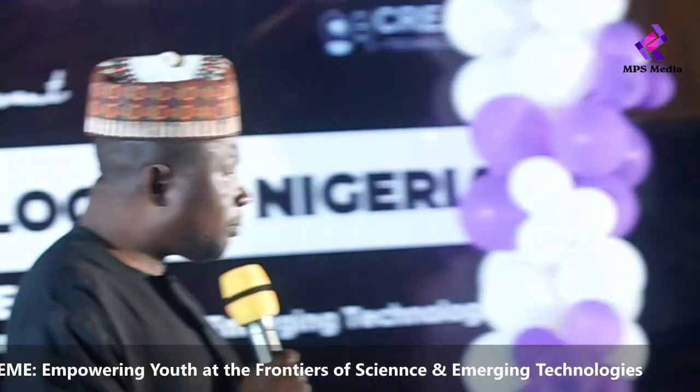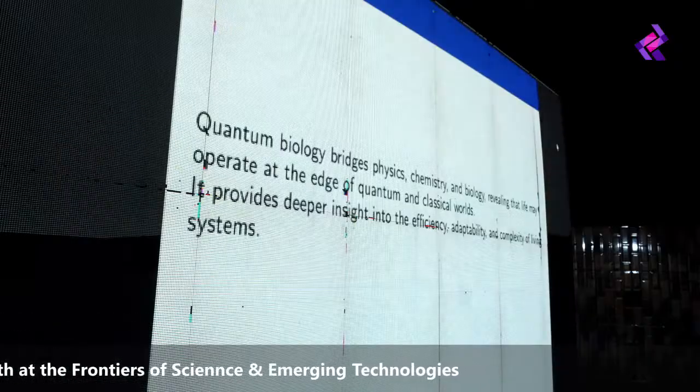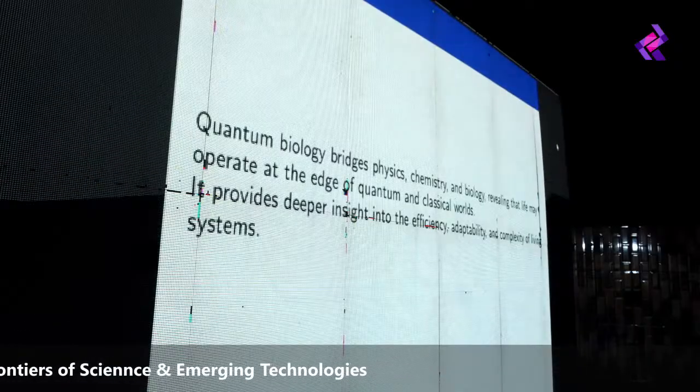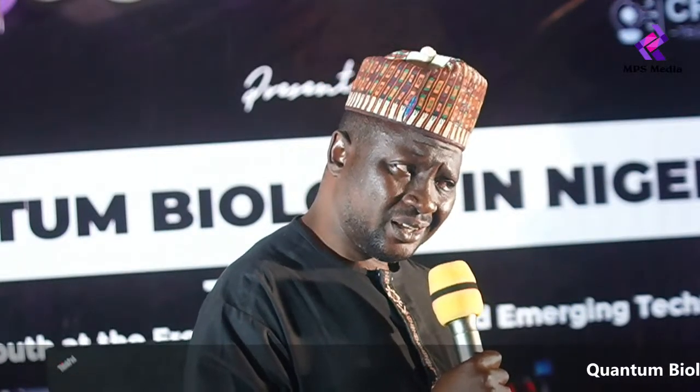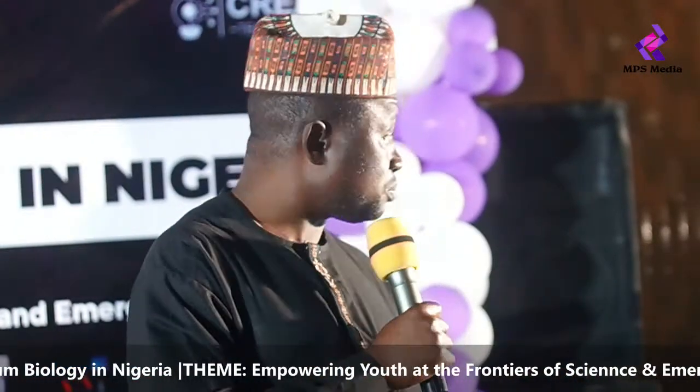So quantum biology bridges physics, chemistry, and biology. It reveals that life may operate at the edge of quantum in the classical world. So life is actually existing. So what we're trying to say is, the answer we have now is, since these systems are quantum mechanical, the first question I started with in our slide, can life exist without quantum mechanics, I believe has been answered.